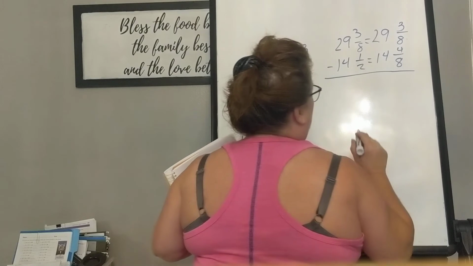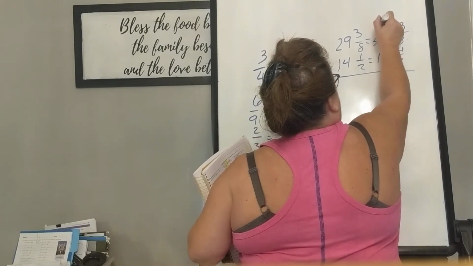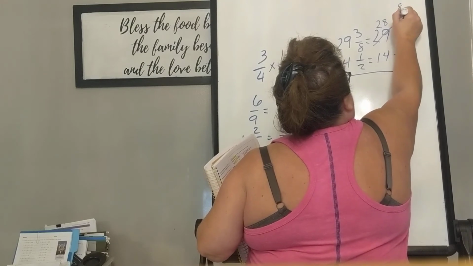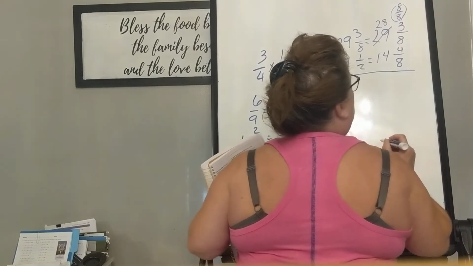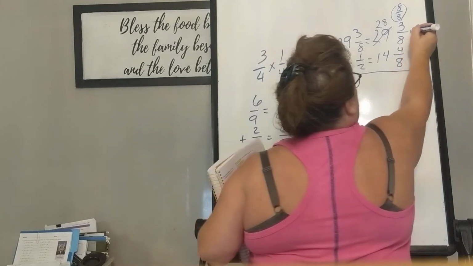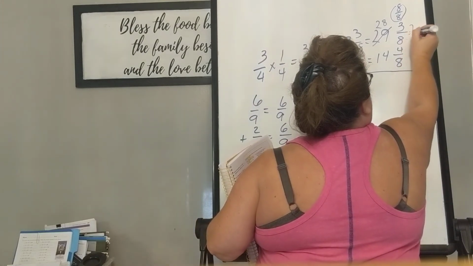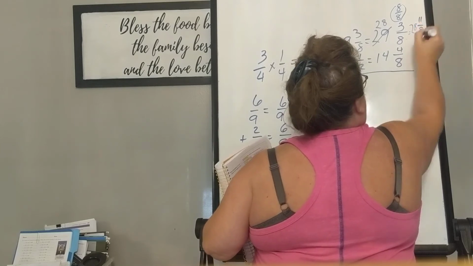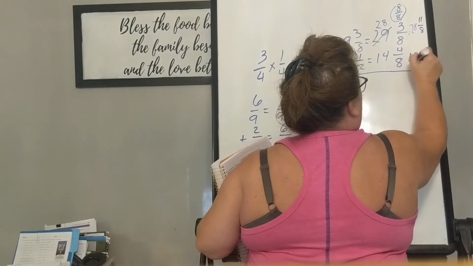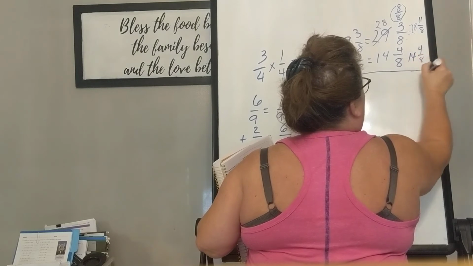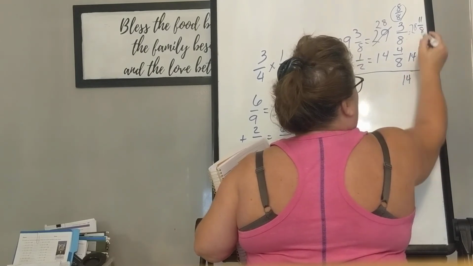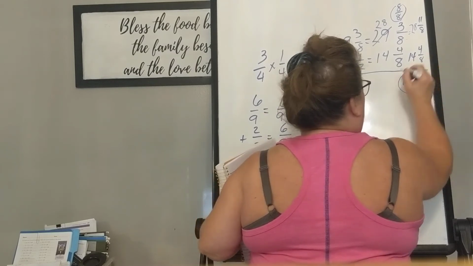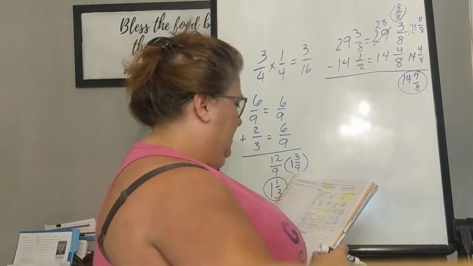So I'm going to have to borrow. I'm going to borrow from my 29, make it 28. My 1 that I'm adding over here will be 8 eighths. Now I have to squeeze in on this board my new problem. So it'll be 28, and 8 and 3 is 11, and 11 eighths minus 14 and 4/8. 28 minus 14 is 14. 11 minus 4 is 7. My denominator is 8. So 14 and 7/8 is your answer.